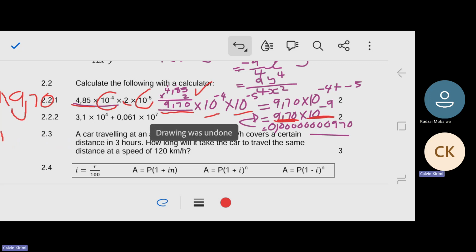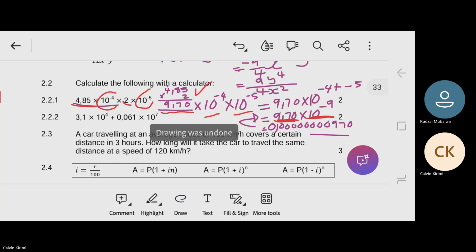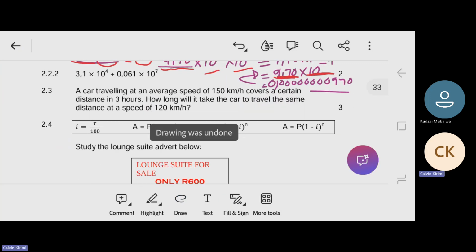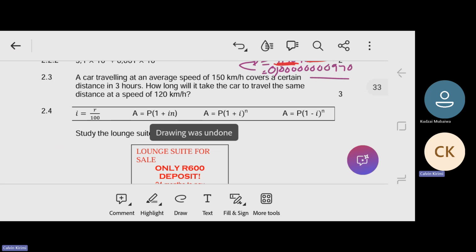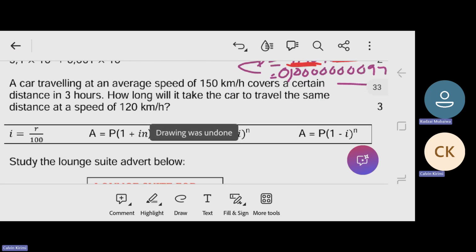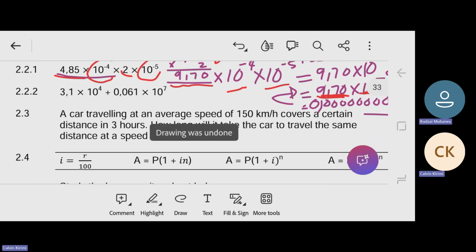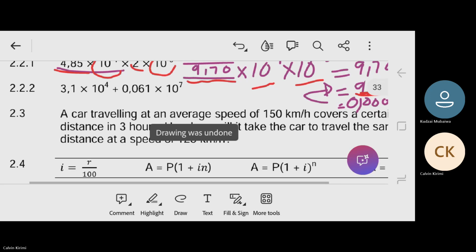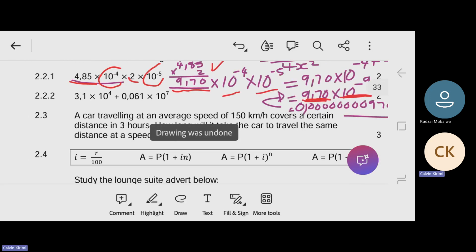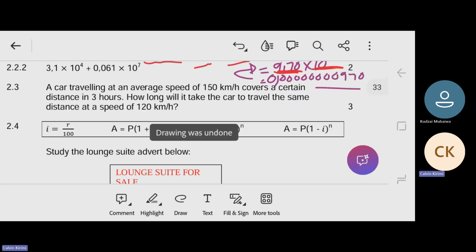Let's go to number 2.3. It says a car is traveling at an average speed of. Sir, we did not do 2.2.2. Oh, sorry. Yes, so let's do 2.2.2.